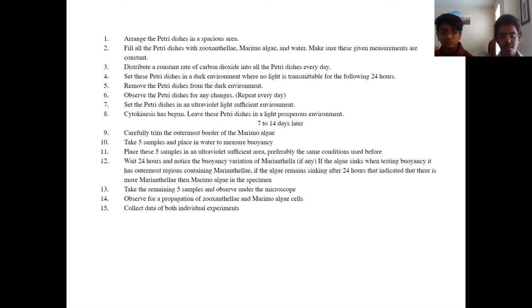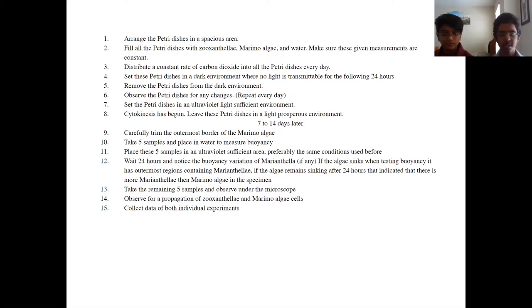Place these 5 samples in an ultraviolet light sufficient area. Place these other 5 samples in an ultraviolet light sufficient area, preferably the same conditions used before. Wait 24 hours and notice the buoyancy variation of Mariantly, if any at all. If the algae sinks when testing buoyancy, it has outermost regions containing Mariantly. If the algae remains sinking after 24 hours, that indicates that there is more Mariantly than Marimo in the specimen.